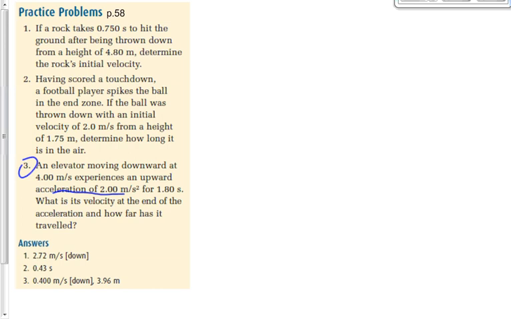This is being pulled upwards by an elevator cable, right? So although gravity is pulling it down, the cable is pulling it up. Combined, they give me an acceleration of 2 meters per second squared. We're going to say for question number 3, VI is negative 4.00 meters per second. Up is positive, right? As it almost always is.